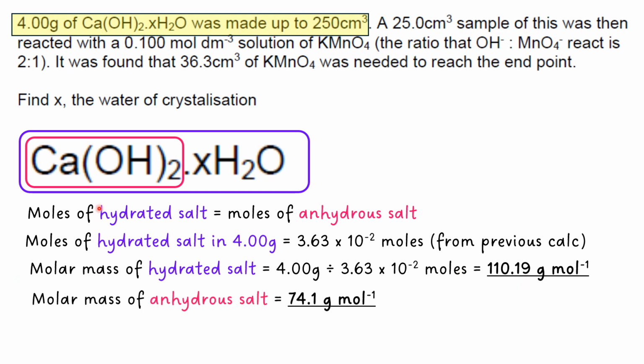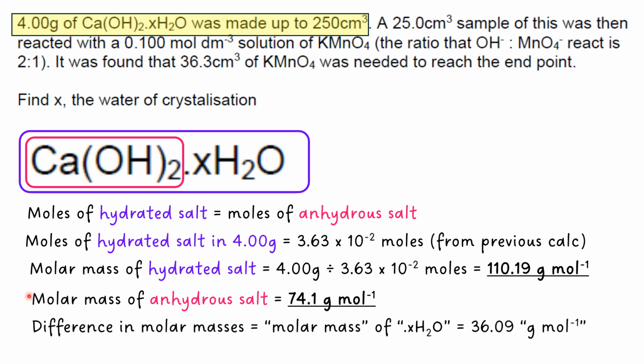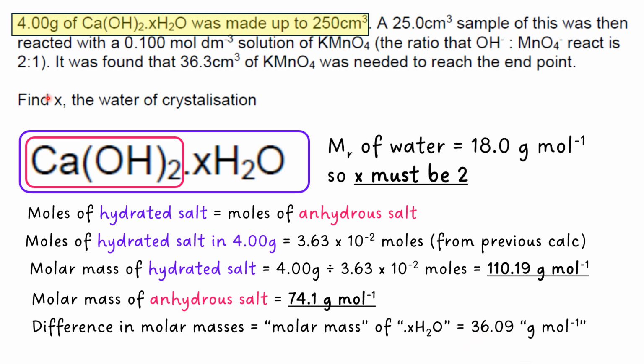Now, if you go to a periodic table and add the individual elements up, their relative atomic masses, that gives you 74.1 grams per mole. So the difference in the molar masses of those two will be the molar mass, quote unquote, of the XH2O section of this formula. That happens to be 36.09, so you divide that by 18 to get 2, and that means X must be 2.